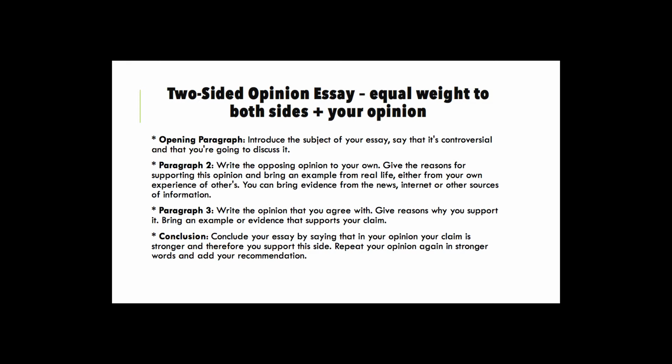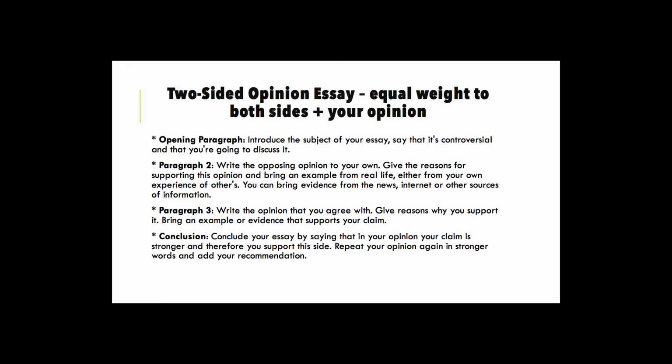In the opening paragraph, introduce the subject of your essay. Say that it's controversial and that you're going to discuss it. Controversial means שנוי במחלוקת.